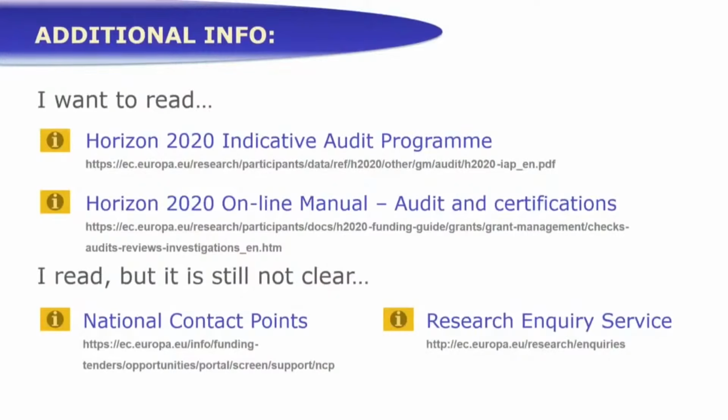Some additional info, some of them have already been indicated by my colleague in the previous presentation, but basically we have the Horizon 2020 Indicative Audit Program, where you can go and see what are the main checks, indicative checks that could be done in case of an audit. So there you can also test for your own situations or specific situations, or for the checks that you could do already at your level.